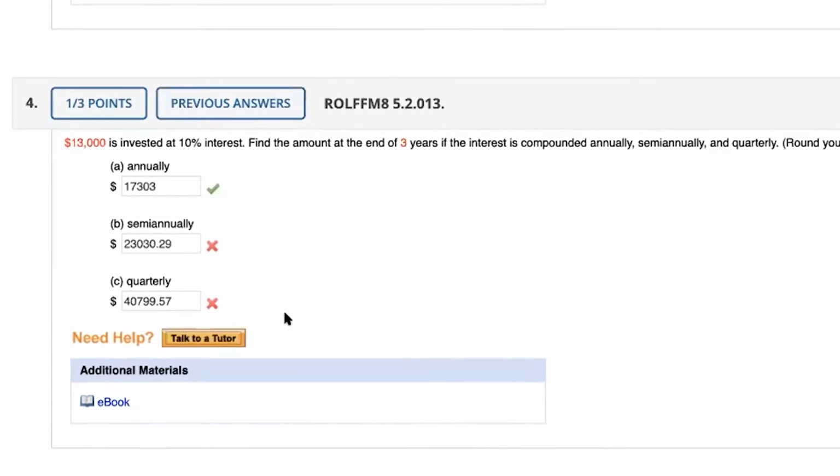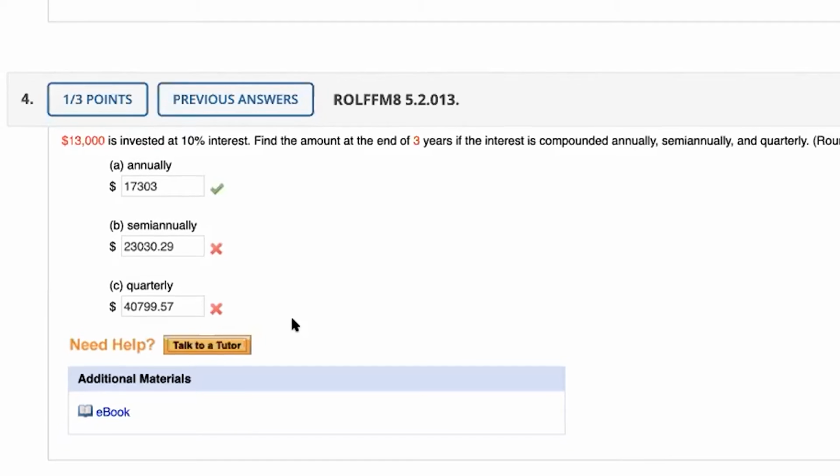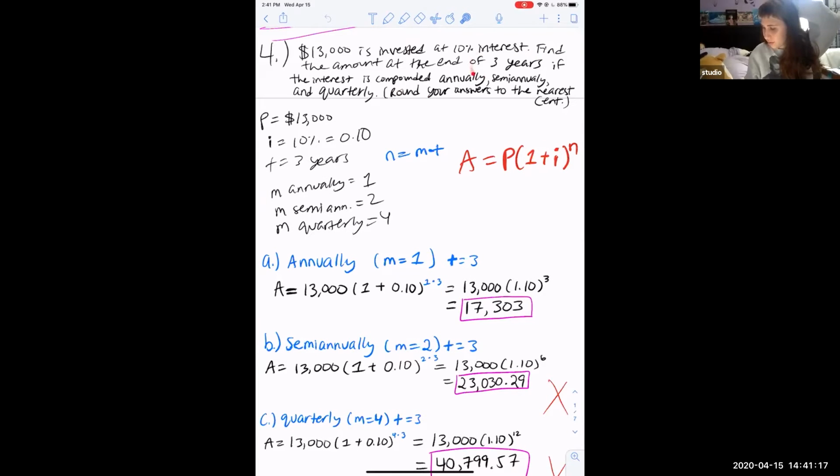13,000 is invested at 10% interest. That's the yearly interest. When it says that, it's always the yearly interest unless it specifies otherwise. Find the amount at the end of 3 years if the interest is compounded annually, semi-annually, quarterly. You can do it on your iPad if you want. So 3 years, got it. Annually, semi-annually, quarterly, you put 1, 2, 4, good. Now how would you fix the question to make it correct?